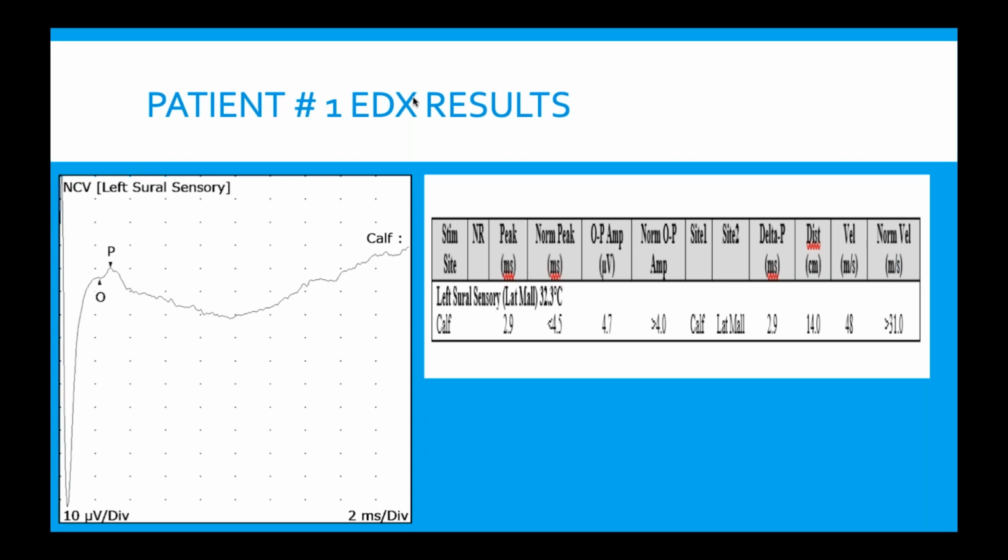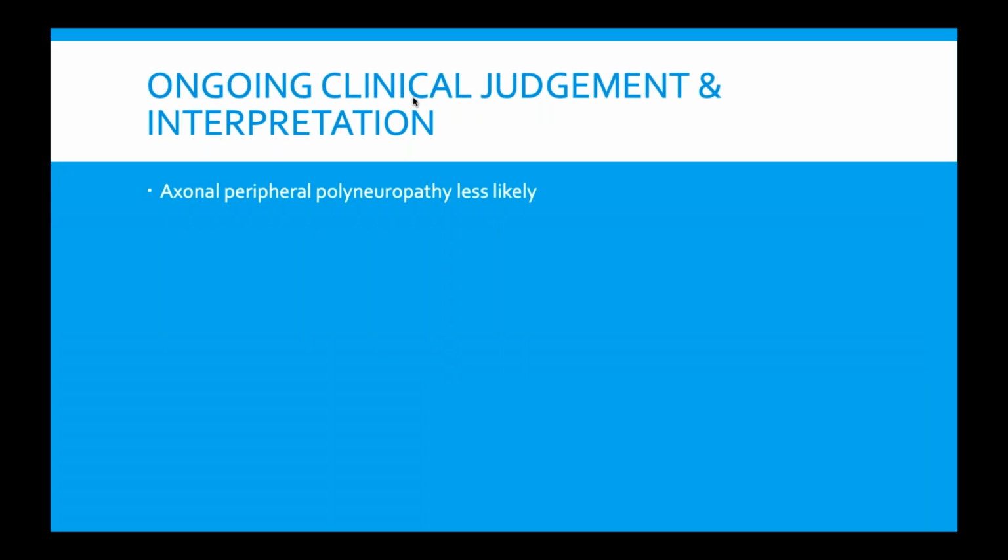So based on those results, it kind of lessened the likelihood of an axonal neuropathy. Again, it's possible, but the sensory nerves would be more sensitive at detecting an axonal peripheral polyneuropathy. So because of the normal sensory responses, I kind of moved that back on my possible conditions, and I'm leaning again more towards radiculopathy at this point. Any questions so far?